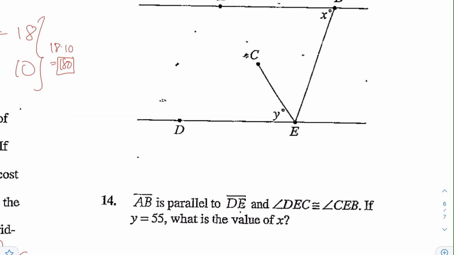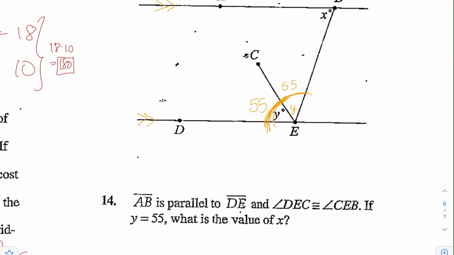All right, next for number 14, AB is parallel to DE, and the angle of DEC is congruent to the angle of CEB. If y is equal to 55 degrees, what's the value of x? So here you have that AB is parallel to DE, which means that these two lines will never meet. Now what you can do, if you know that y is equal to 55, and you know that angle DEC is equal to angle CEB, DEC is equal to 55 degrees, so CEB would also be equal to 55 degrees.